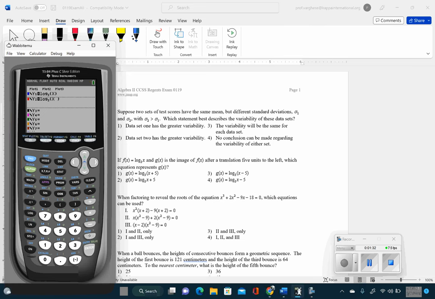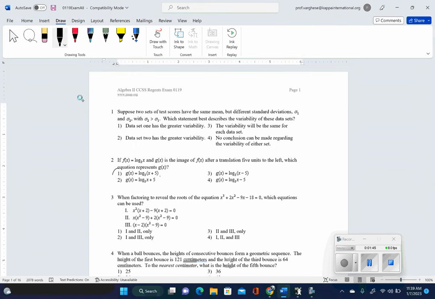So x plus 5. And again, do this with me. This is not television. And I'm hitting graph. Oh, there you go. Look, I'm taking this graph, I'm moving it to the left 5 units, and that is my graph. That's my answer. So the answer for 2 is choice 1.